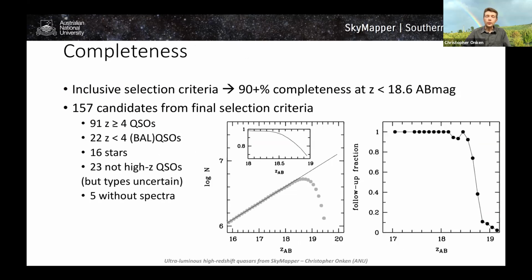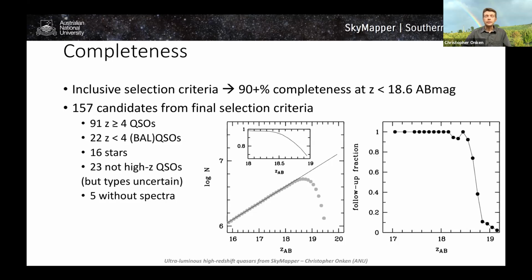Now, as I mentioned before, we have some very inclusive selection criteria. So we think that this sample is more than 90% complete, brighter than 18.6 magnitude. And so from those 157 candidates within that selection box, we have 91 high redshift quasars. We have some slightly lower redshift broad absorption line quasars. We have some stars. We have a few other objects that are lower redshift. We're not always entirely sure what they are, but they're not high redshift quasars.